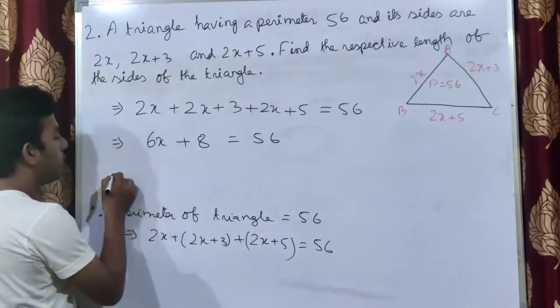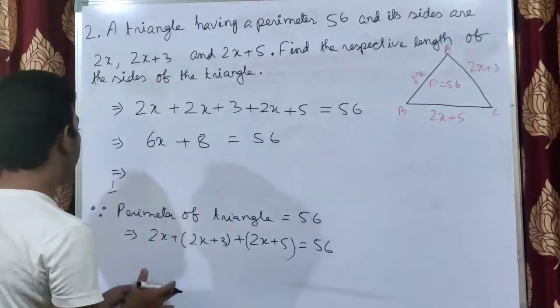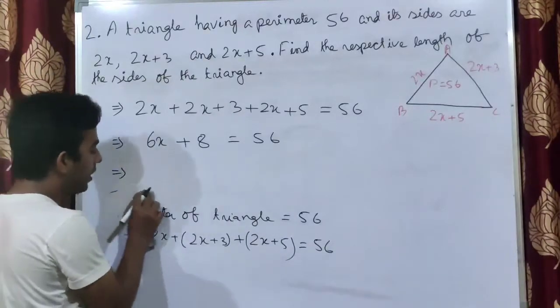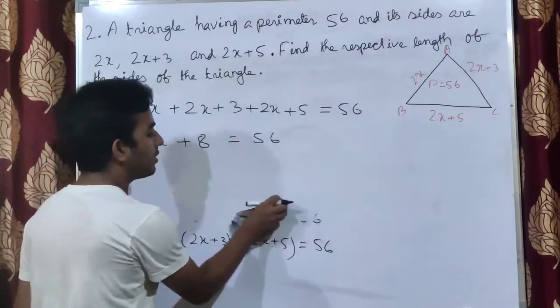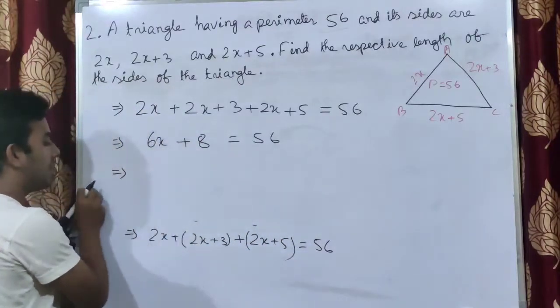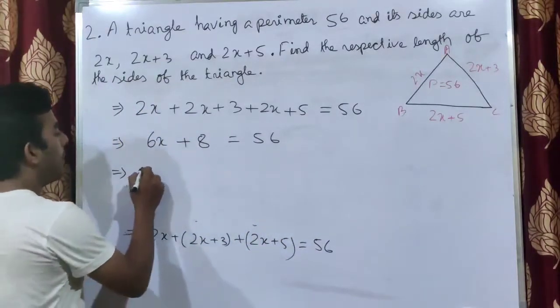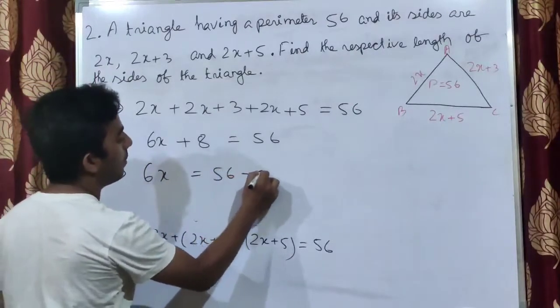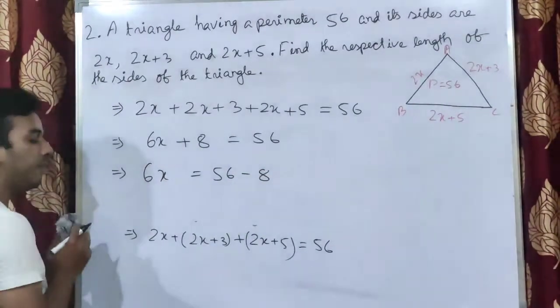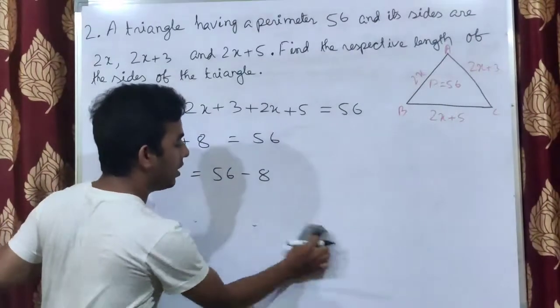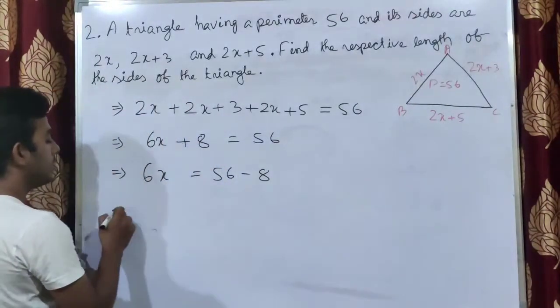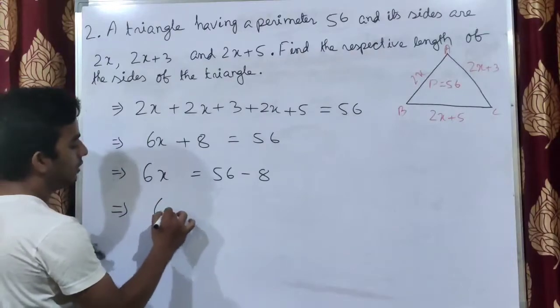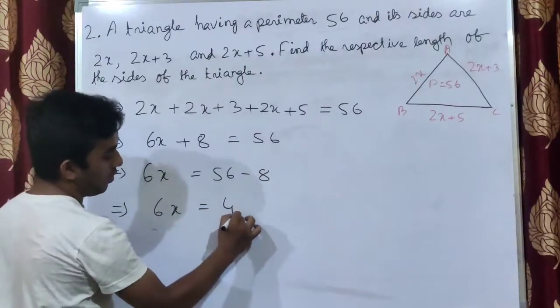So now what we will do? We will change the side of plus 8. So we will take it to the right hand side, right? So in this process, as it is plus, it will become minus. So 6x equals 56 minus 8, and 56 minus 8 is how much? It is 48. So 6x equals 48.